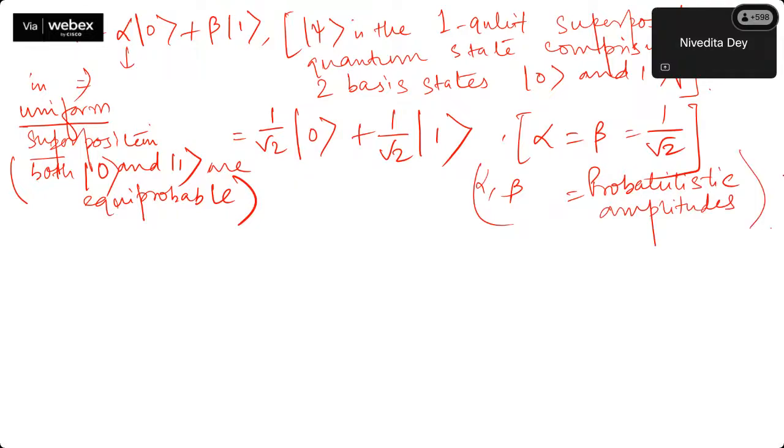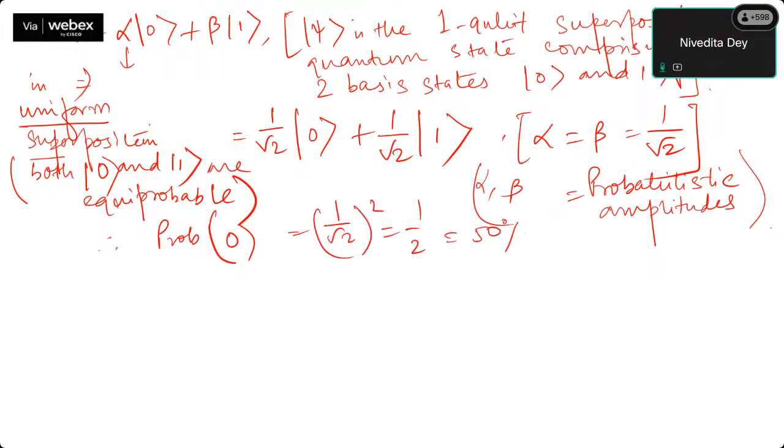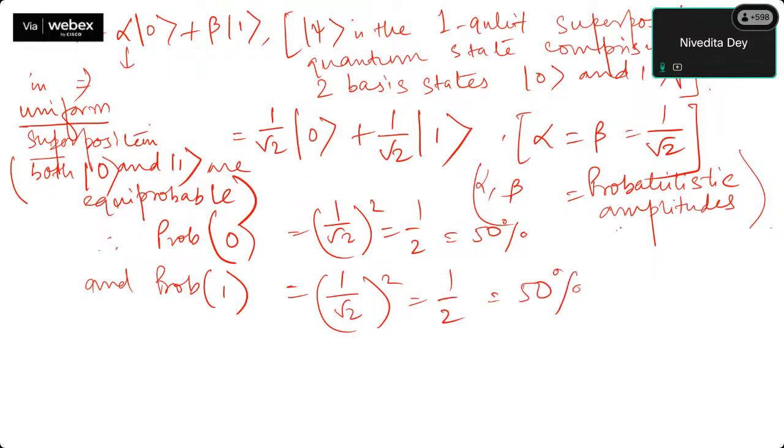What are alpha and beta? They are the probabilistic amplitudes. Right? So instead of the projection operator or the expansion coefficient, we will now onwards be using the term probabilistic amplitudes. Okay. Then the probability of occurrence of 0 is (1 by root 2) whole square, which is half, which is equal to 50%. And the probability of state 1 will be (1 by root 2) whole square, equal to half, equal to 50%. So both are equiprobable.